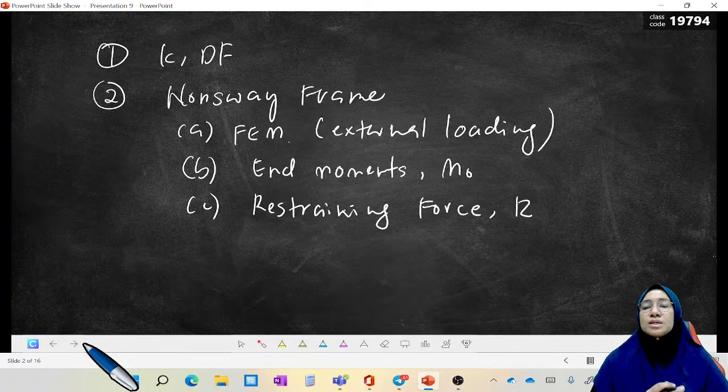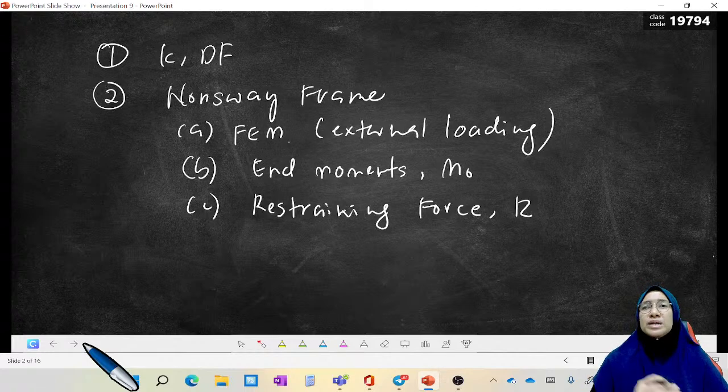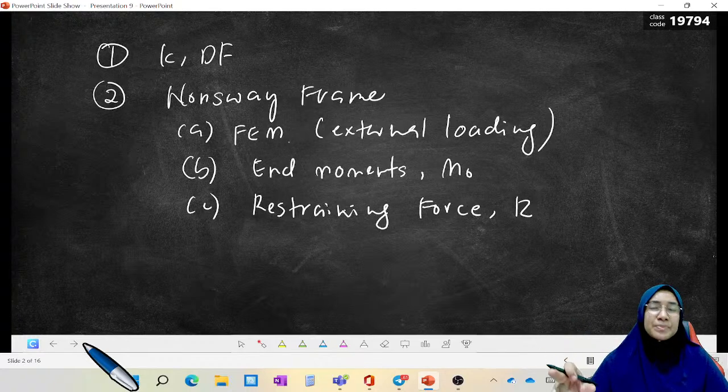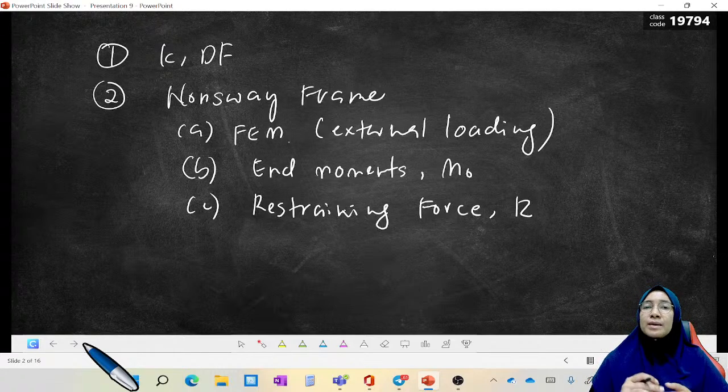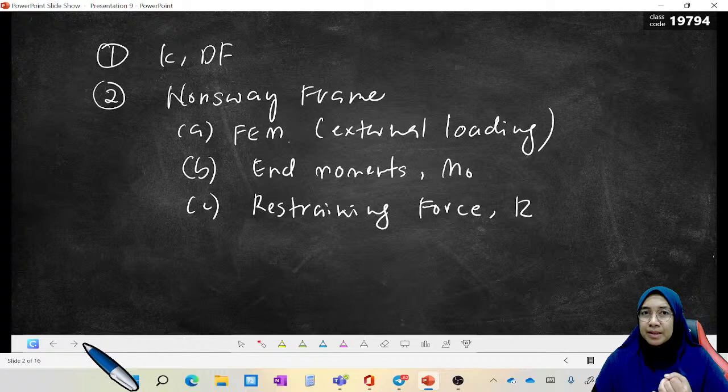Now we move to the second procedure, which is called non-sway frame analysis. In this non-sway frame analysis, actually the question given is a sidesway frame. So how do we get this? To become this non-sway frame, we have to apply the principle of superposition, where the principle of superposition will divide the frame into two systems. One is called non-sway frame, and another one is called sidesway frame.